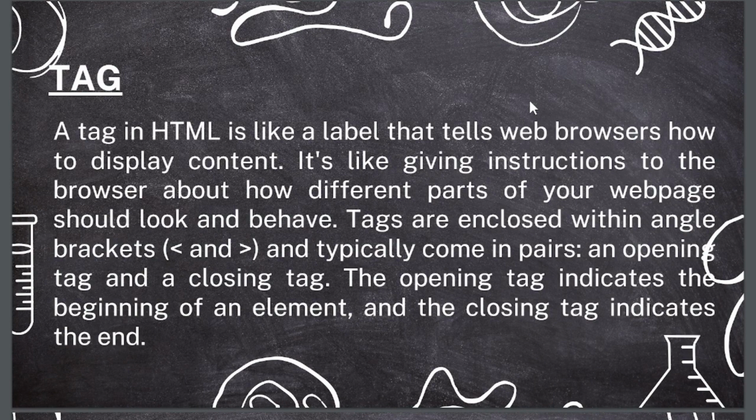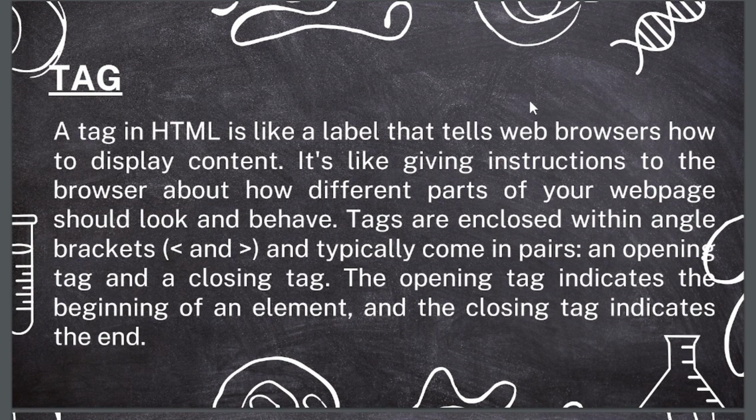So first of all, what is a tag? A tag in HTML is like a label that tells the web browser what to do and how to display the content. Like the p tag, it's telling the web browser to display a paragraph. Like the head tag, it's telling the browser to display the headings. So it's like giving instructions to the browser about how different parts of a web page should look and behave.